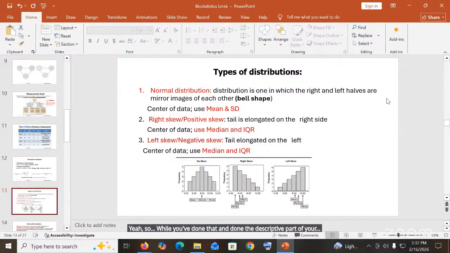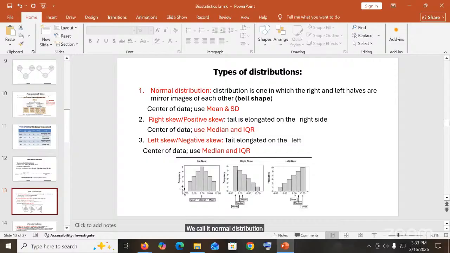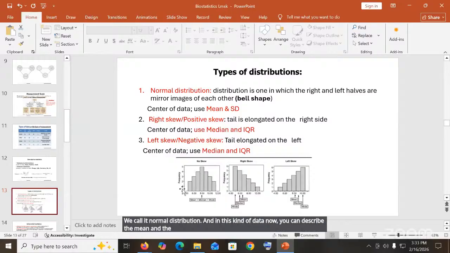So while you've done the descriptive part of your work, there are types of distributions you need to know, and these I'll just mention. There is what you call the normal distribution. It's bell-shaped. If your data looks like this first graph, it's bell-shaped, just like a stomach. We call it normal distribution. In this kind of data, you can describe the mean and the SD, standard deviation, and the mean is used here because in this kind of data, the mean equals the median and the median equals the mode.